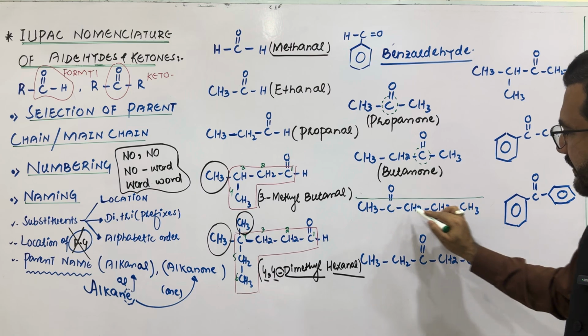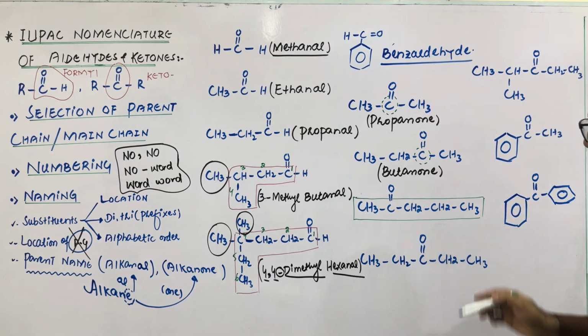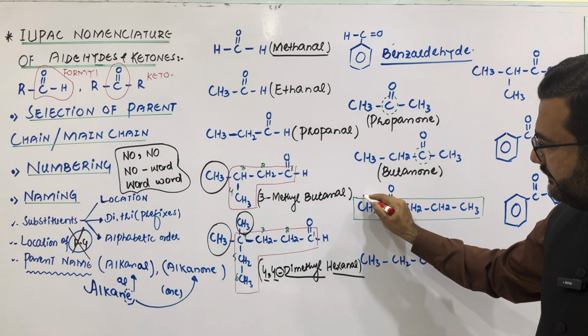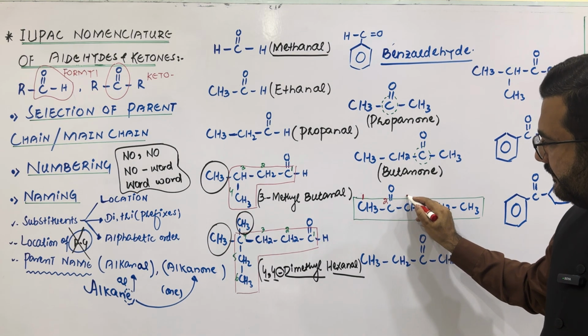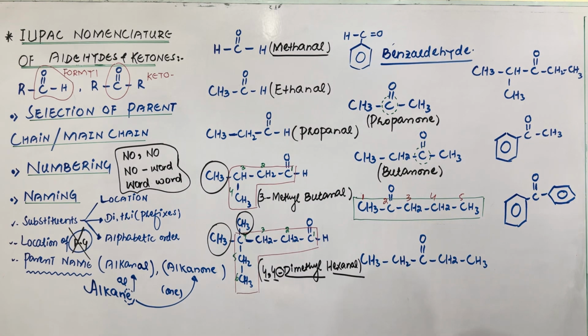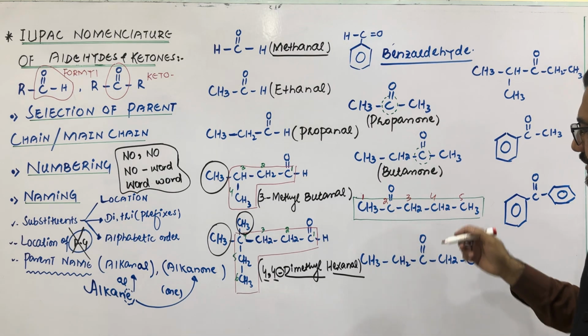First of all, select the longest chain, that will be the straight chain. Now allot the numbers. As the functional group is nearer to this end of the chain, you will start the numbering from the side where the carbon of the functional group gets the lowest possible number. So that should be the numbering.